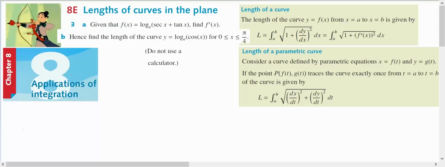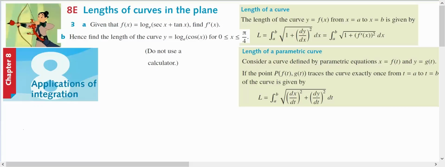This is for Year 12 specialists. It comes out of 8E, lengths of curves in the plane. And I've picked up from the textbook the two formulas for working out the length of curve. Question 3 is I do not use the calculator.